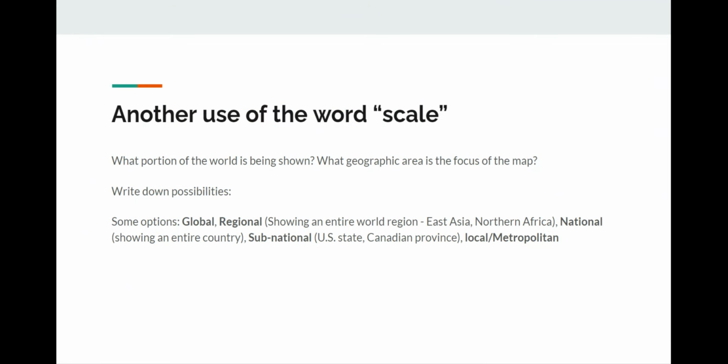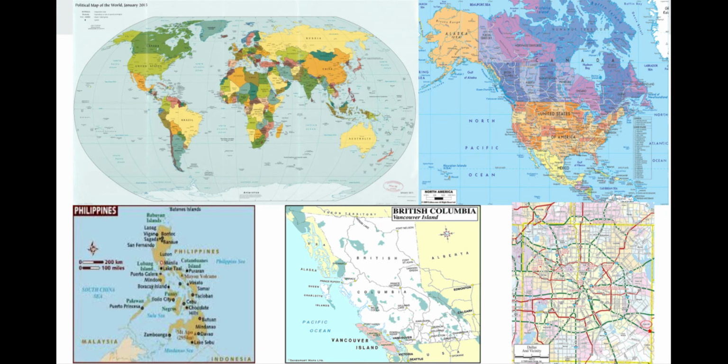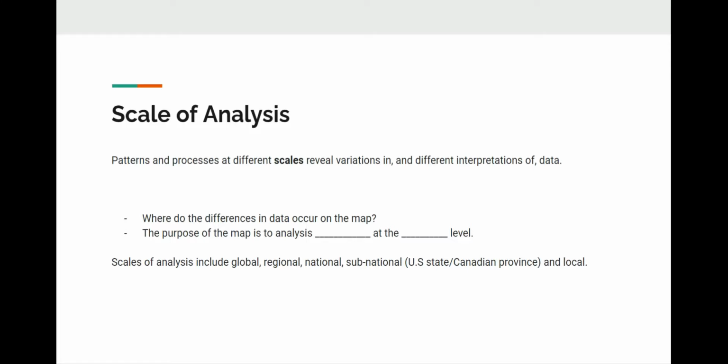So again, what's the focus of the map? Is it the entire world? Is it Dallas? And why is this map showing what it's showing?